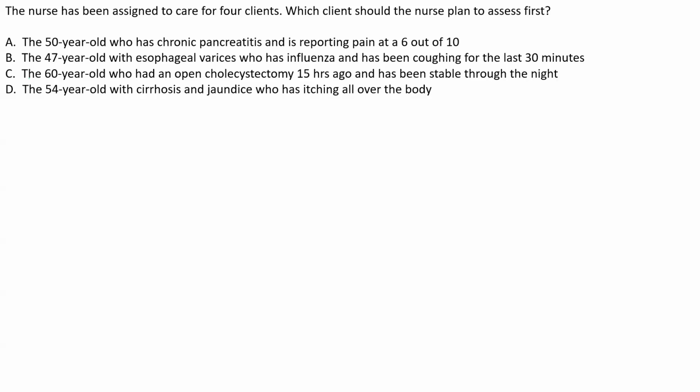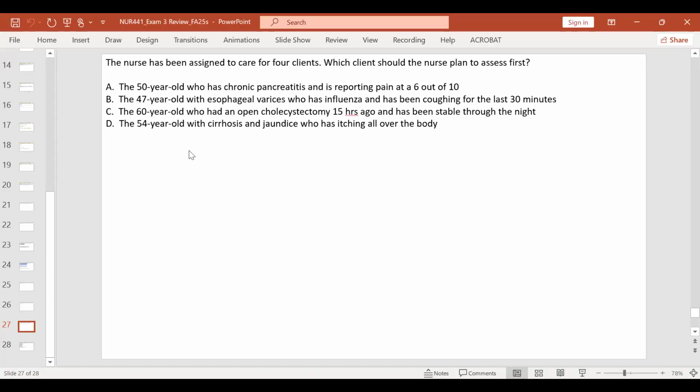Professor, is it B? B, yes. The bleeding esophageal varices are the most life-threatening complication of liver cirrhosis. Coughing can precipitate the bleeding episode, and that's why the nurse should assess that patient first. And I believe that concludes the review.